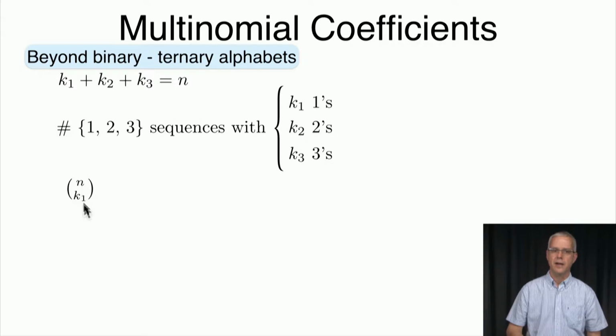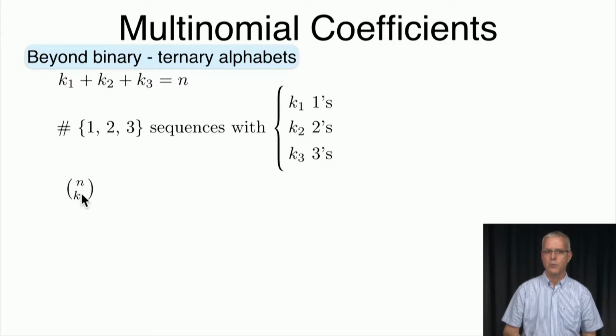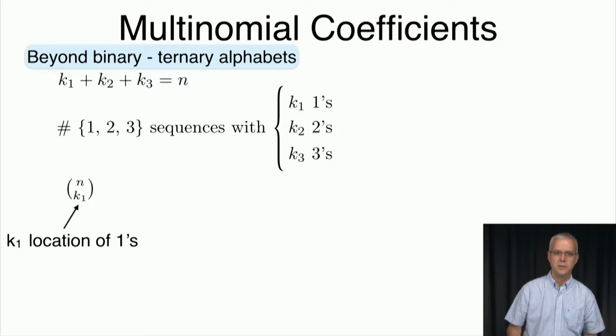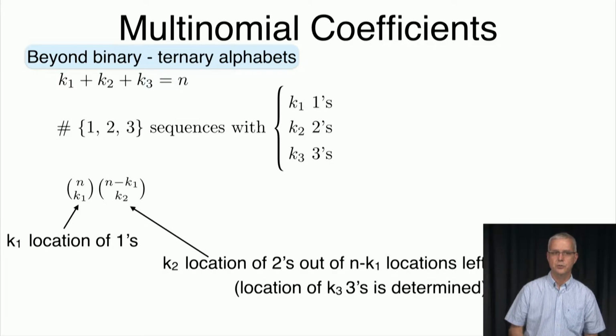Okay, and after we chose the locations of the k1 1s, we're left with n minus k1 locations, right? And from those n minus k1 locations that are left, we need to choose the locations of the k2 2s. So we need to multiply it. So this is k1 locations of the 1s, and then we have n minus k1 locations left, and we need to choose k2 locations of the 2s out of the n minus k1 locations that are left.